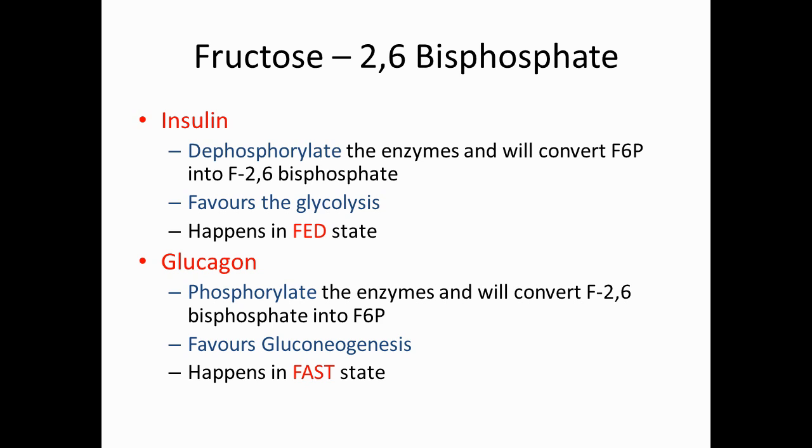Glucagon will phosphorylate those enzymes and will convert fructose 2,6-bisphosphate into fructose 6-phosphate, which means there will be a low level of fructose 2,6-bisphosphate in the body. It will favor gluconeogenesis because it cannot inhibit the fructose bisphosphatase enzyme, and this happens in the fasting state when there is a low level of glucose and when the body needs glucose.